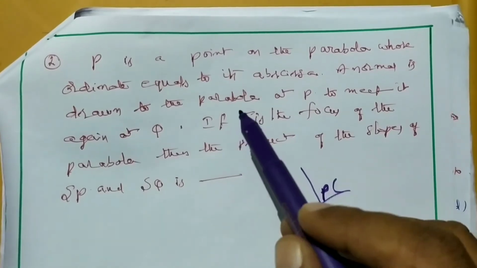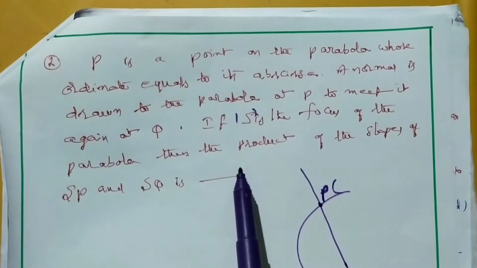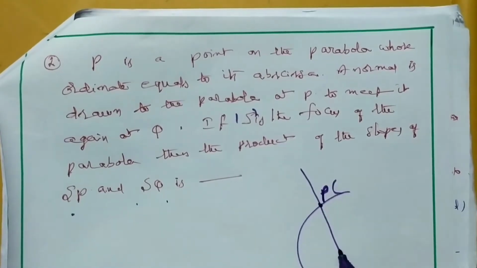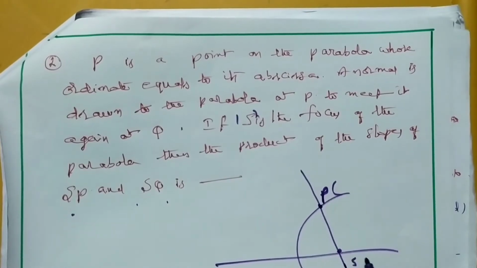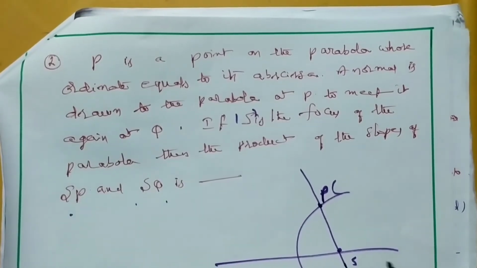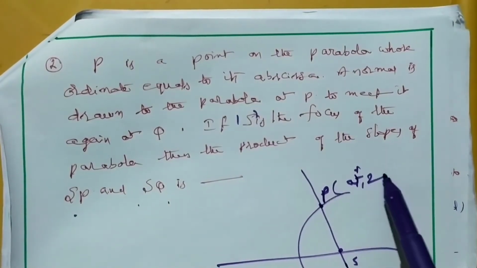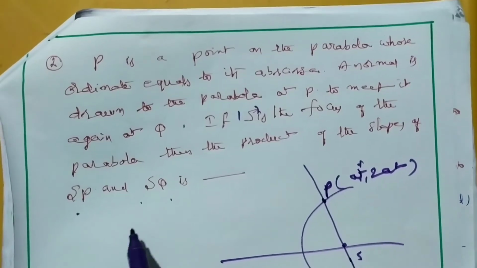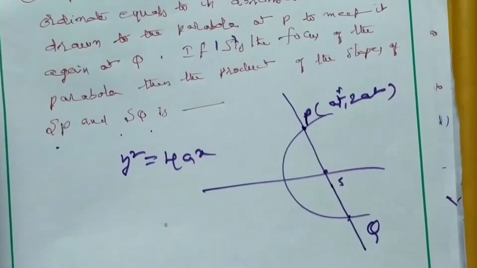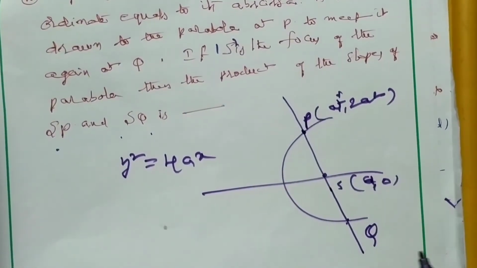If S is the focus of the parabola, then what is the product of the slopes SP and SQ? Suppose S is the focus. If you consider the standard parabola, y square is equal to 4ax, the coordinates of P can be taken as at square comma 2at. Then S, the focus, is a comma 0.